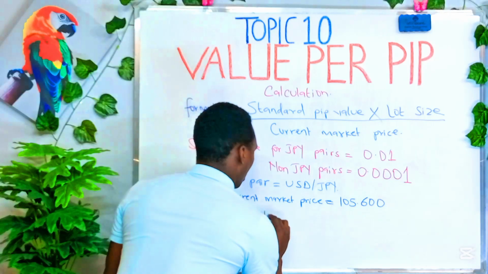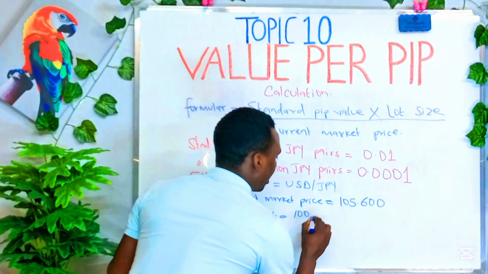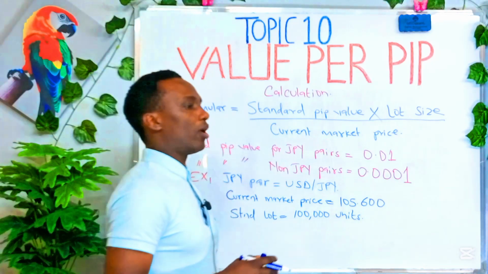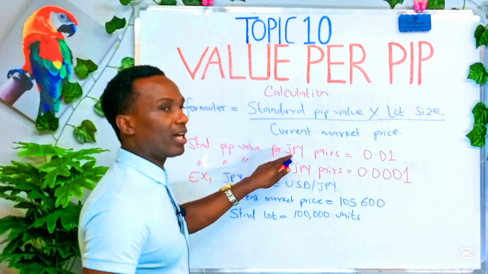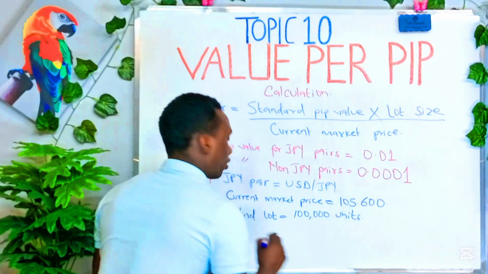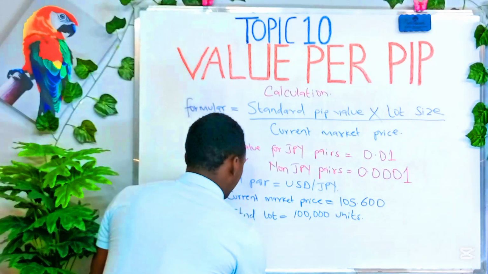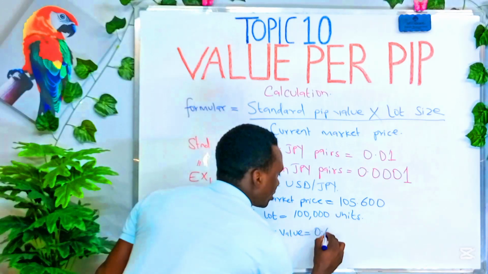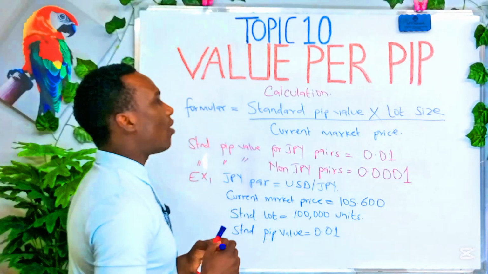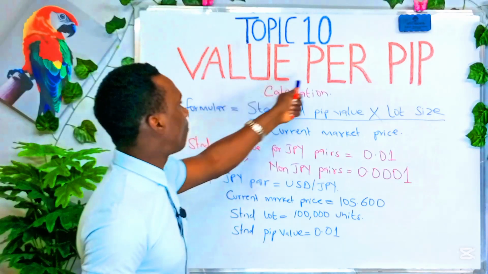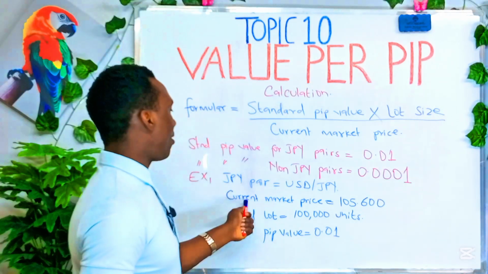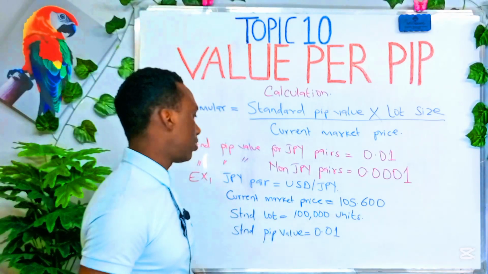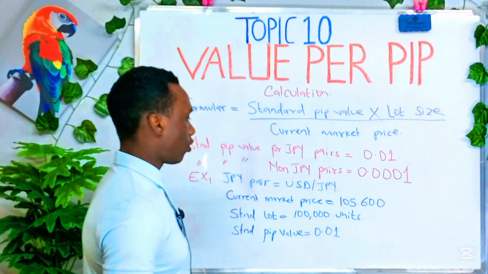Remember, our standard lot is equal to how many units? Our standard lot equals 100,000 units. All right? Yes. And our standard pip value for JPY pairs is 0.01. So our standard pip value in this case is 0.01. We are now asked what is the value per pip in this example. Our current market price is 105.600, our standard lot is 100,000 units and our standard pip value is 0.01.